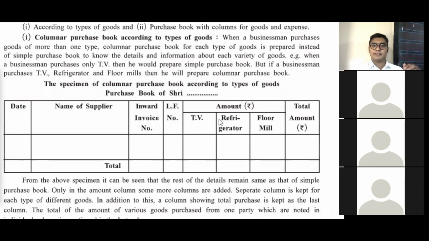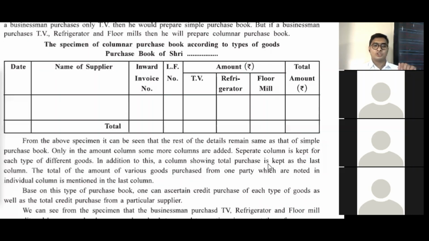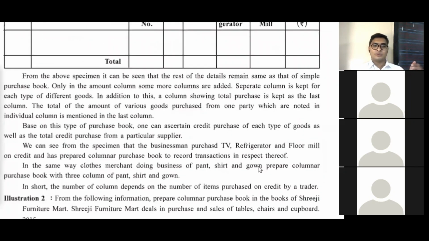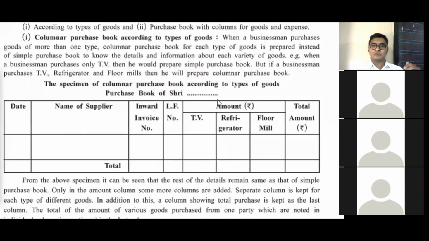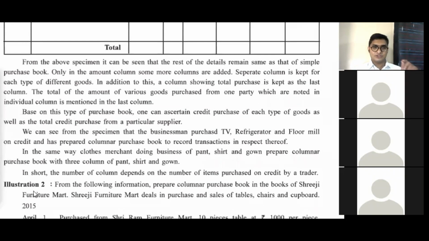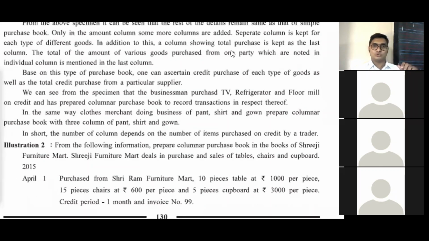So we prepare columns for individual items, and the number of columns is not fixed; it is not always only 3 columns. It can be 2, 4, or 5. Okay, and the last column is the total. Finally, we have to take a total of these. So in the next class we will discuss the columnar purchase book according to types of goods in illustration 2. Thank you so much. We are going further in the next class.